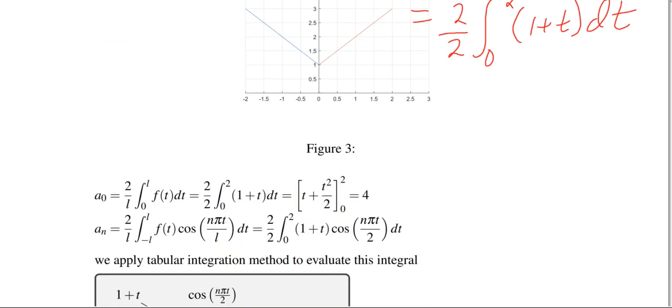So the integral of 1 plus t will give us t plus t squared over 2. When we evaluate those, we get 4.